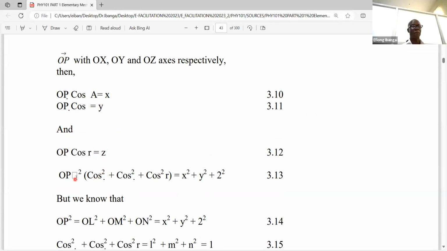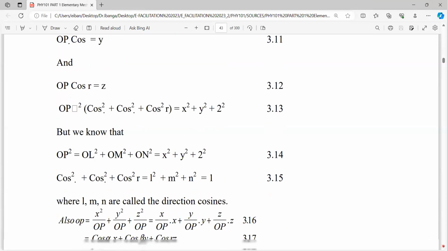So this is supposed to be OP squared. Now when they do this, this is equal to the square root. Of course, that's what I wrote here, that my R is going to be the square root of x squared plus y squared plus z squared. This is not 2 squared, z squared. Are you following? So when you are reading, this is what you get.